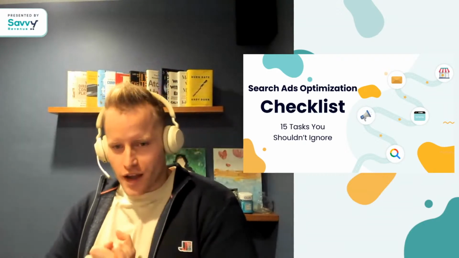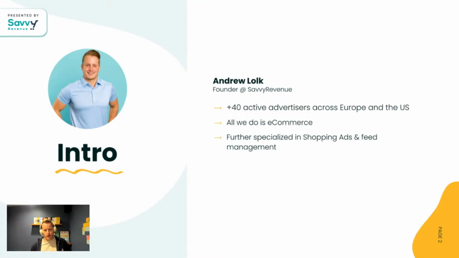So without further ado, my name is Andrew, and I'm the founder of Savvy Revenue. We have about 40 active advertisers across Europe and the US. I would say 80% in Europe, and out of that, 80% of our spend is across the Nordics and the UK. All we do is e-commerce, meaning that everything I talk about here today is very focused on e-commerce. Many of the same aspects can also be used for lead gen, although there are some technicalities in terms of some of the things and how much time you should spend on them. But I would say most of what I talk about today can actually be used for both.